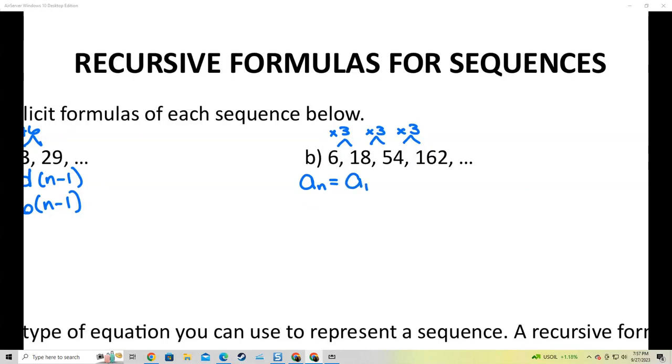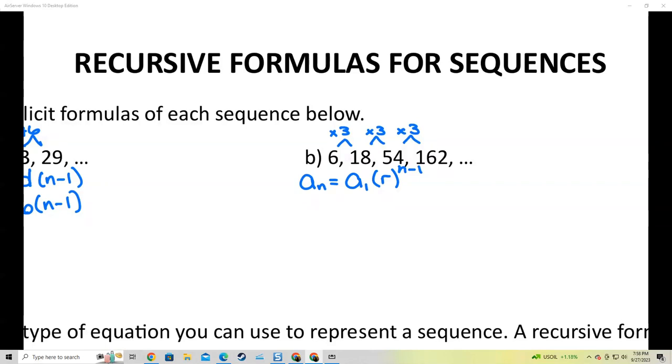You're going to start off with your first term. But this time, you don't have a common difference, right? We have a common ratio. Because we're multiplying, we're going to multiply by that common ratio, which is r. And I still have the n minus 1, but in this case the n minus 1 is going to be in the exponent.